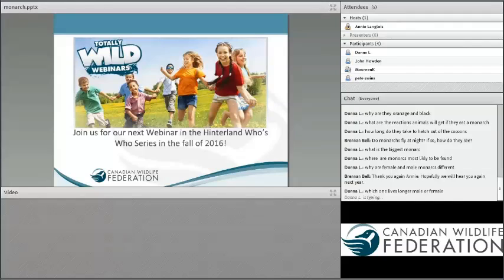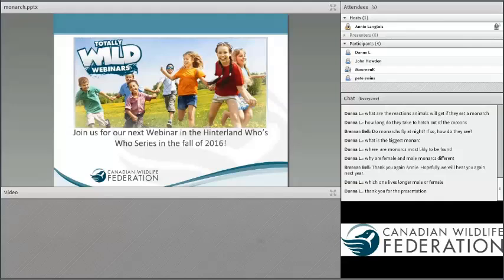Which one lives longer, male or female? They don't live very long. Insects don't live very long. The ones that live the longest for monarchs are the ones that migrate from Canada to Mexico in the fall, and the max is 9 months. I don't know whether it's males or females, possibly the same thing. I don't expect one lives more than the other, but that's the longest they can live.